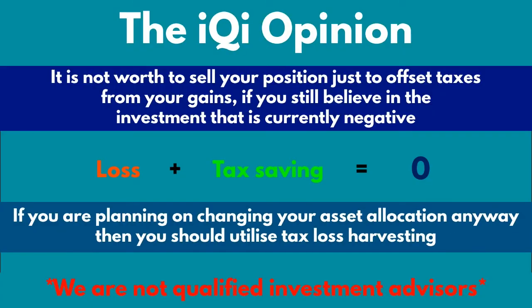However, if you are planning on changing your asset allocation anyway, then you should utilise tax loss harvesting. If you already plan on moving out of a losing position, then you should utilise tax loss harvesting and use it to offset your capital gains tax. We basically think that tax loss harvesting should be used as a bonus tax relief when it is available, but it should not dominate your investing decisions.